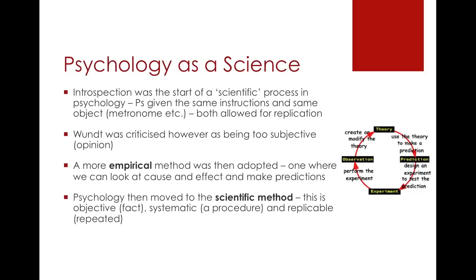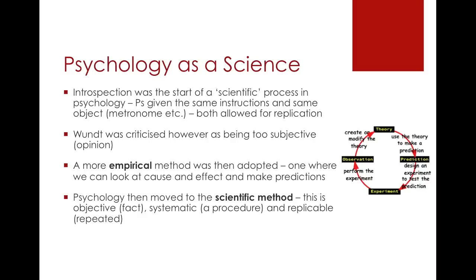So Wundt was criticised as maybe being a bit subjective and not objective, but some of the other approaches in psychology, particularly maybe behaviorist or cognitive, are certainly objective. You can look at things, you can test them and say, yeah, look, this is how someone behaves. If you offer them a treat, they're more likely to repeat that behavior in the future.